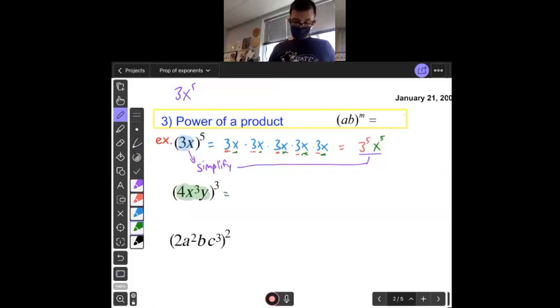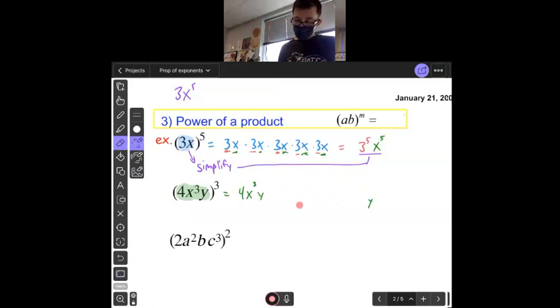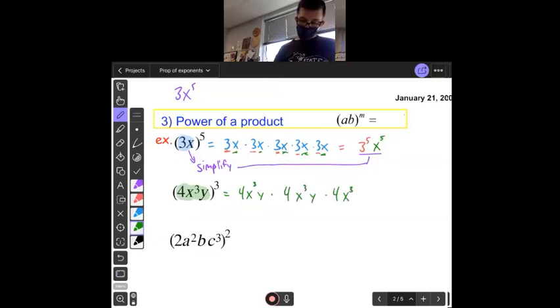So again, what does that mean? It means 4x cubed y. When you're writing this, if you want to spread things out a little bit, it's probably good for your eyes, so they're not all smushed together like the typing does. If you need to stretch things out so it's not all mushed on each other, go for it. Times 4x cubed y times 4x cubed y.